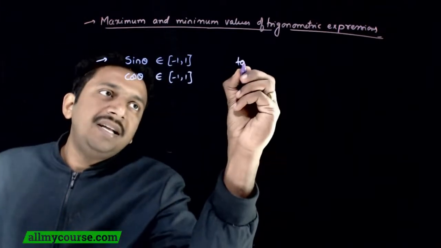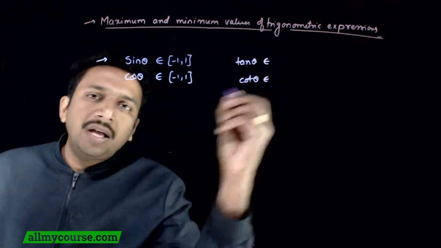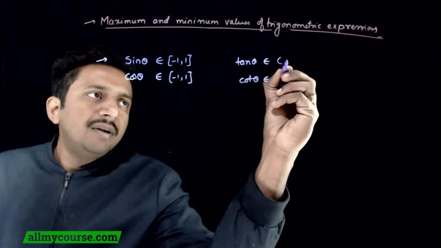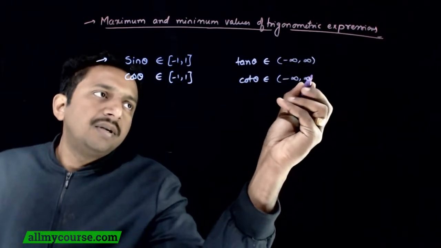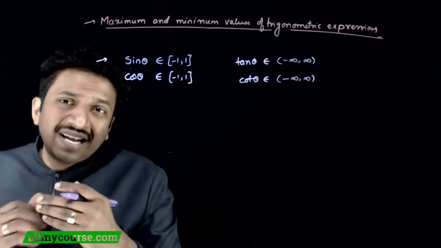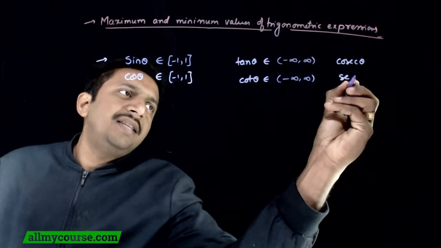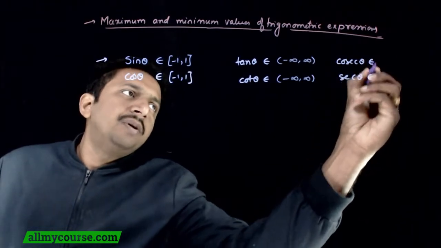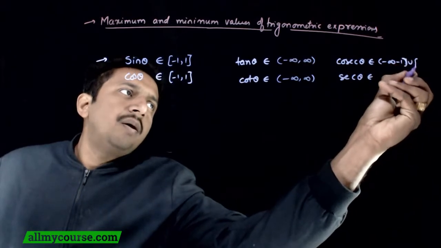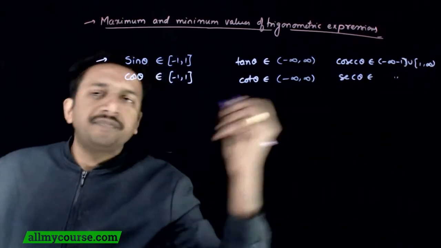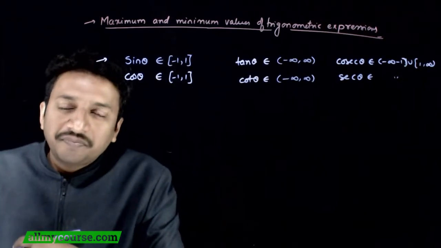Next, tan theta and cot theta. So they can take all real values from -infinity to +infinity. And what about secant and cosecant? So cosecant theta and secant theta, they belong to -infinity to -1 union 1 to infinity. So these are the ranges of individual trigonometric functions.